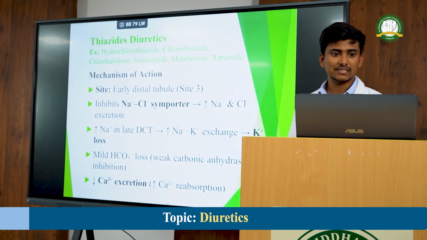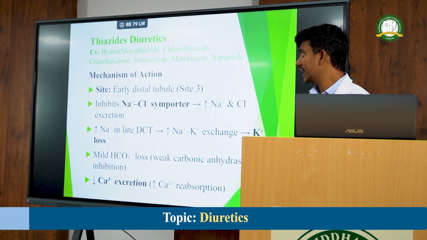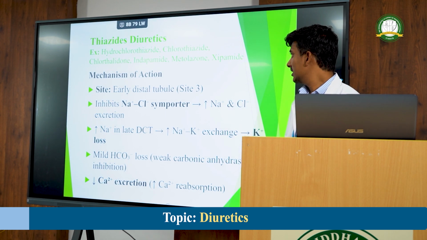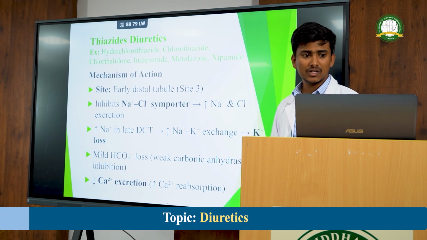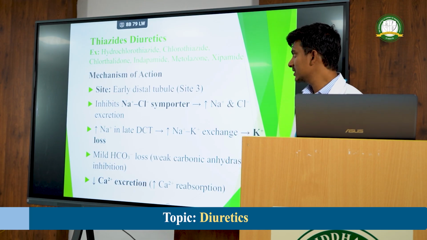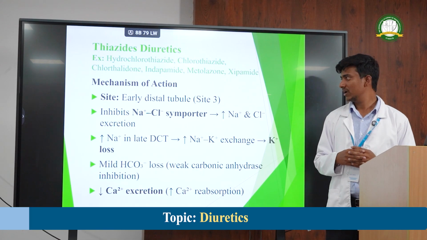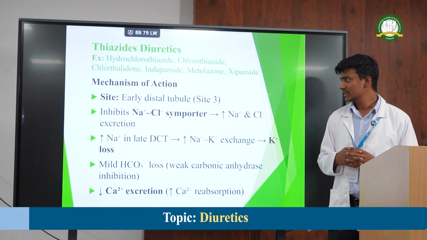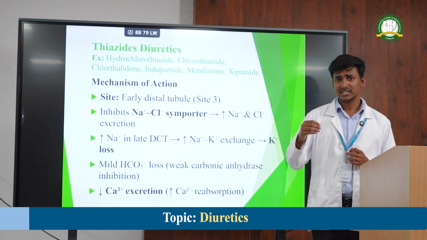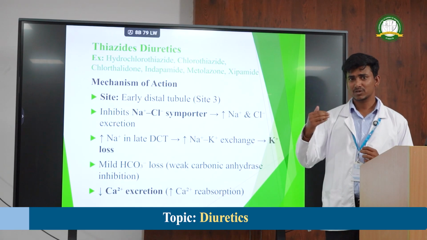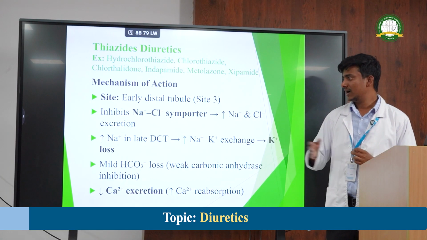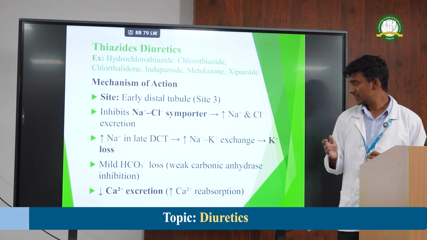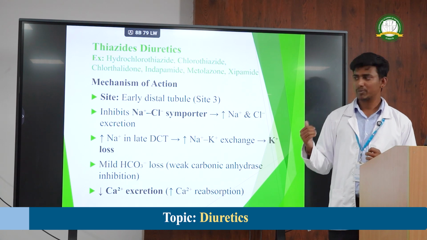Next class of drugs, that is thiazide diuretics. Examples are hydrochlorothiazide, chlorothiazide, chlorthalidone, indapamide, xipamide. Mechanism of action: they mainly act on the early distal tubules. They inhibit the sodium chloride symporter, which leads to an increase in sodium excretion, and this results in the presence of more sodium in the fluid at the distal convoluted tubules, which causes increased sodium and potassium exchange, and it also results in loss of potassium.